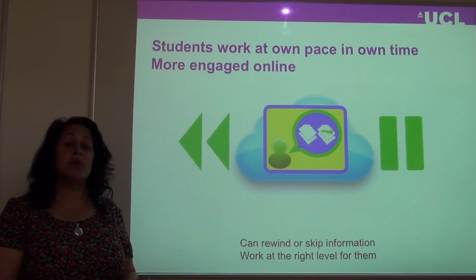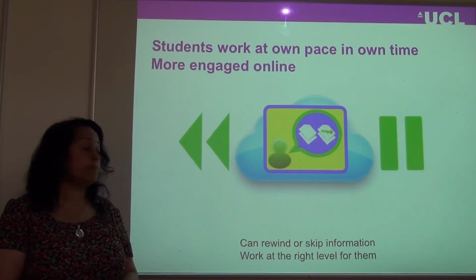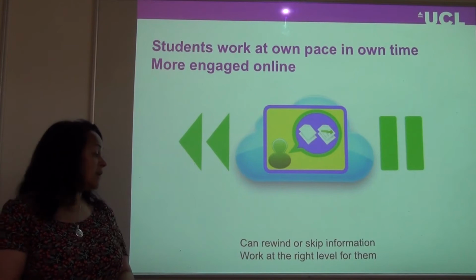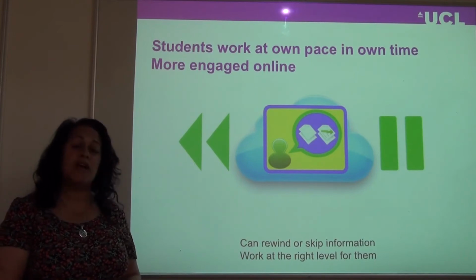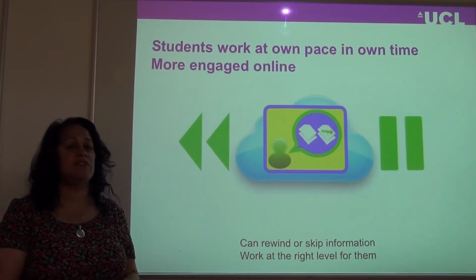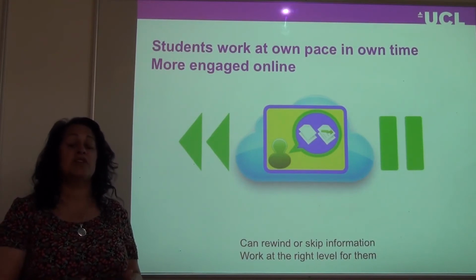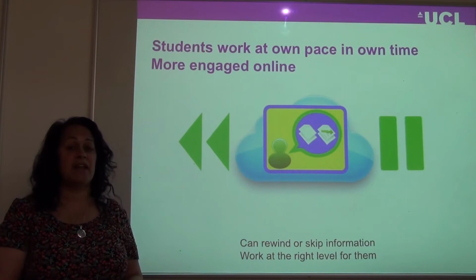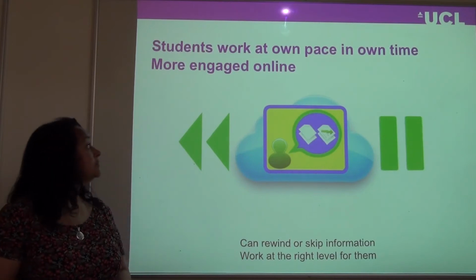So I'm sure we all have students of different abilities from different backgrounds. They can rewind or skip information, and so they work at the right level for them, which is really, really important. Whereas in a classroom, we have students of a mixed level and we're trying to give the same lecture, and that can obviously lead to problems.